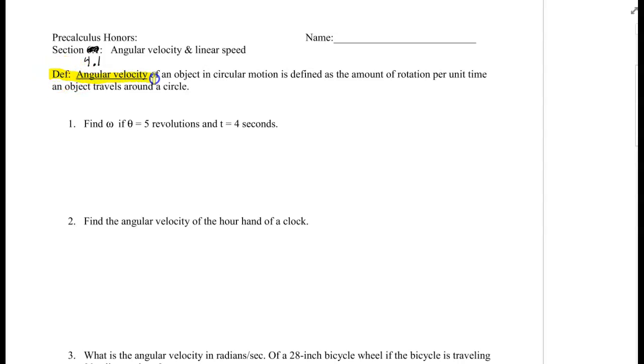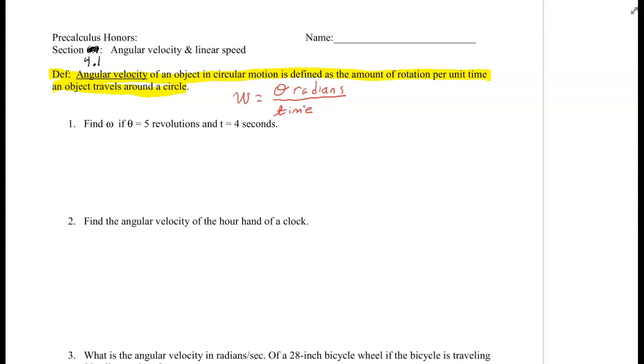So here is the definition of angular velocity. I'm highlighting it in yellow. Angular velocity of an object in circular motion is defined as the amount of rotation per unit time an object travels around a circle. We tend to use the Greek letter omega for that, so it looks like a W. So omega is equal to theta, and it always needs to be in radians, so that's the amount of rotation over some time frame.